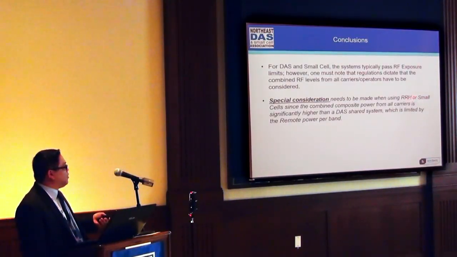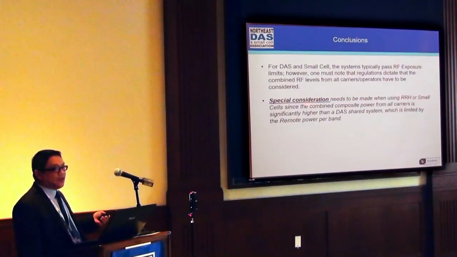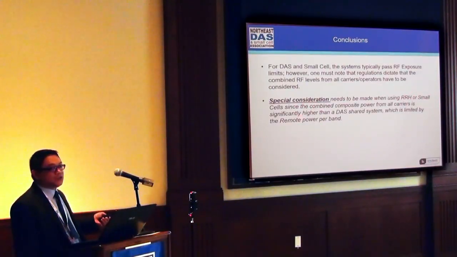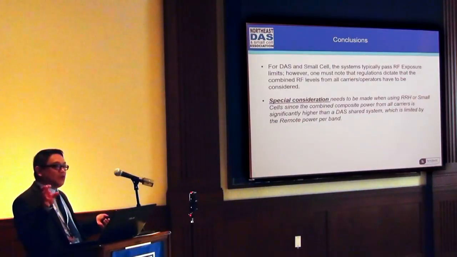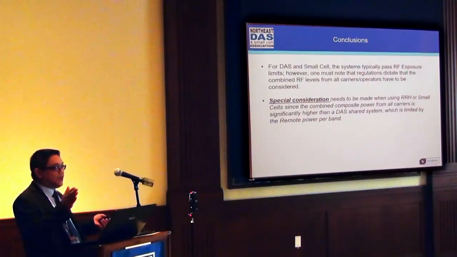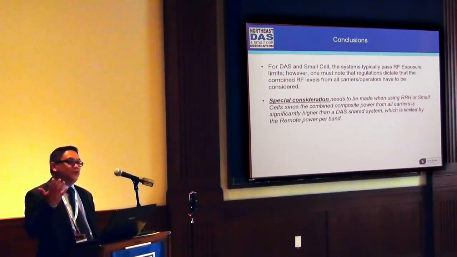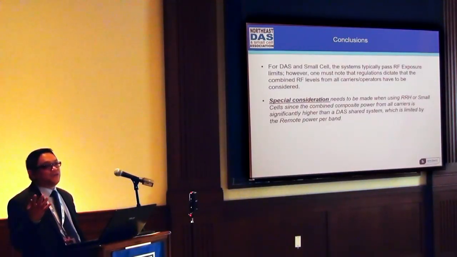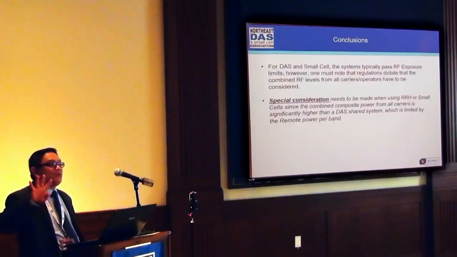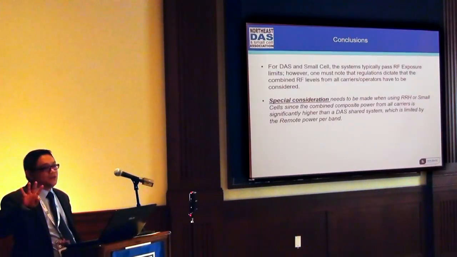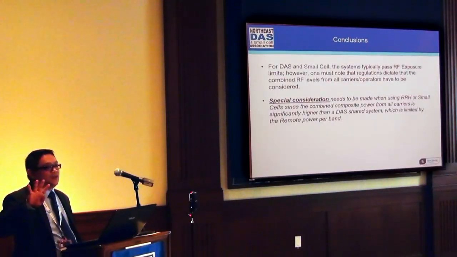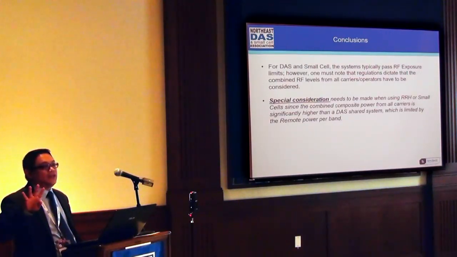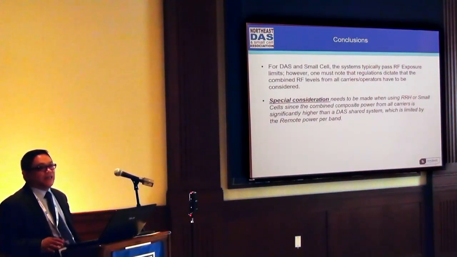But when it comes to remote radio heads or small cells, where each of the carriers will have their own small cells, what's going to happen is the cumulative impact from each of the other carriers. So just imagine this. If you have, let's just say 4 carriers, the first carrier, say Verizon, you already have 4 remote radio heads that you're going to deploy for one sector at 5 watts each. So that's already 20 watts just for that. And then you add in AT&T, that's another 40 watts. So you're now up to 80 watts.